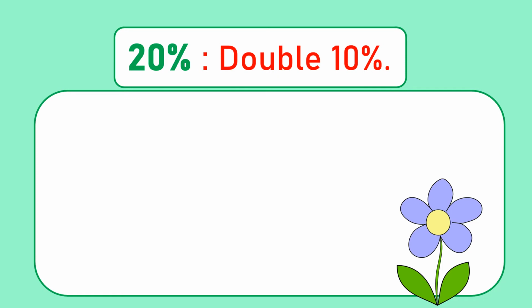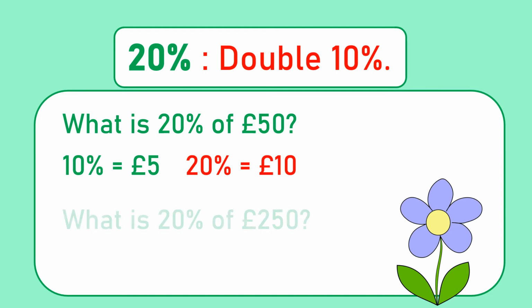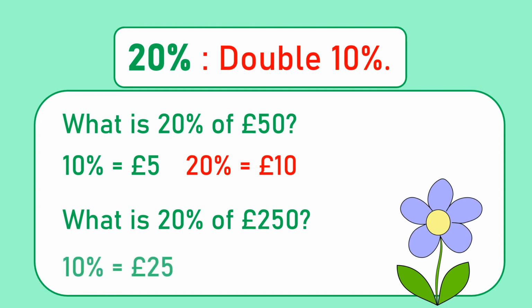So to get 20%, we double 10%. So 20% of 50, we can work out 10% is £5. So 20% is double the 5, which gives us £10. And 20% of £250, we just worked out what 10% was. So again, double this 10% to give us £50.